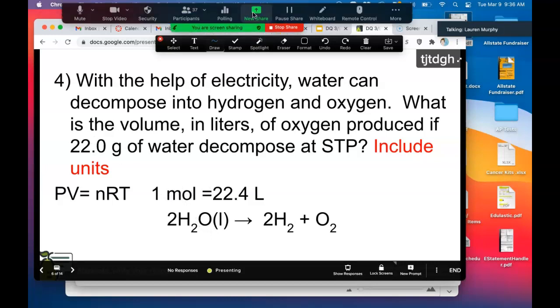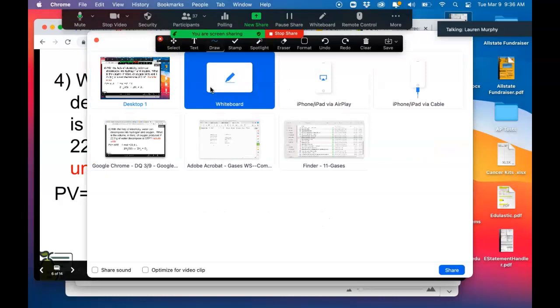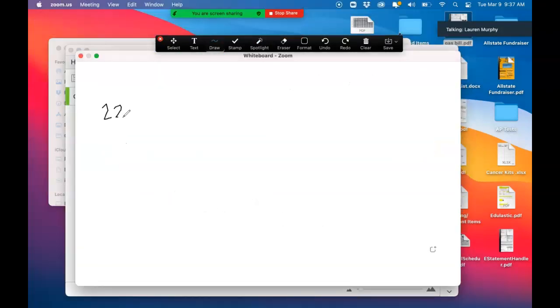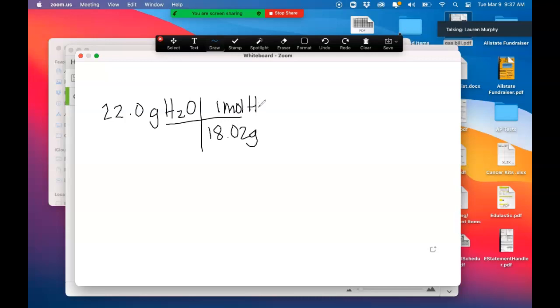So you take your grams of water and you convert it to moles of water. 22.0 grams of water, and water's molar mass is 18.02 grams per 1 mole of water. Now, I want to know about oxygen though, right? So now that I'm at moles, I say for every 2 moles of water that react, 1 mole of oxygen is produced. That gives me moles of oxygen.